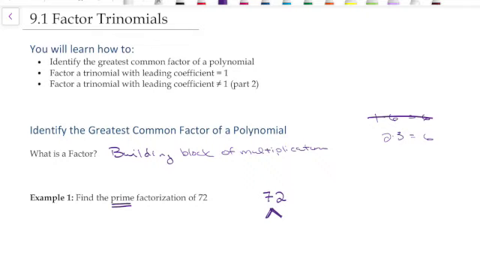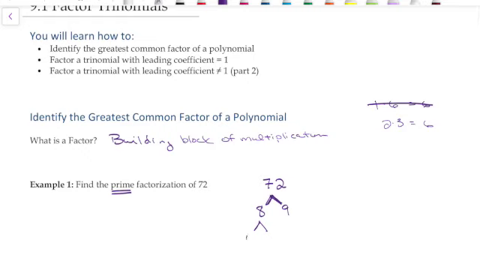And so 72, just choose any 2 numbers that give you 72 except for 1 and 72. That won't help you. It'll be a waste of time. So I think 8 and 9. 8 times 9 is 72. Now, are those prime? They are not. So think of a way to divide those again. So 8 is 4 times 2. 2 is prime. So I'm going to put a circle around it, and I'm done with that. And then 4 needs to go a little farther, and it is 2 times 2. So 2's are prime, so I'm going to circle those.